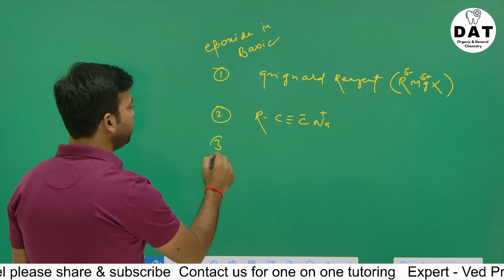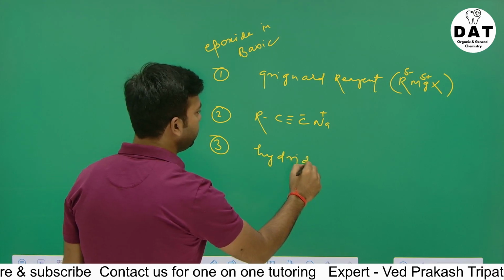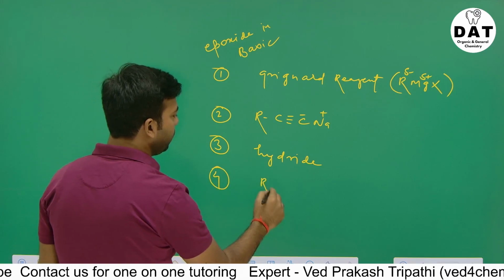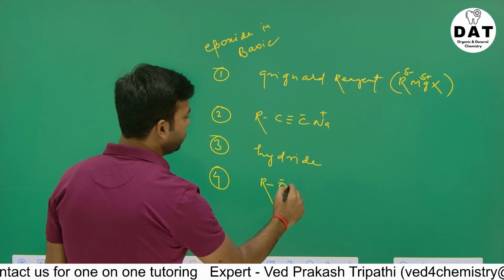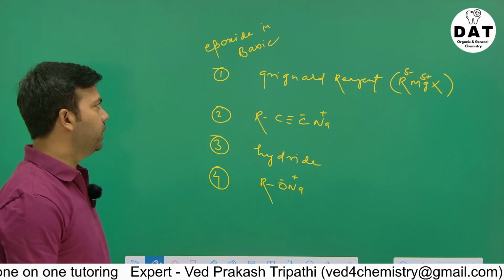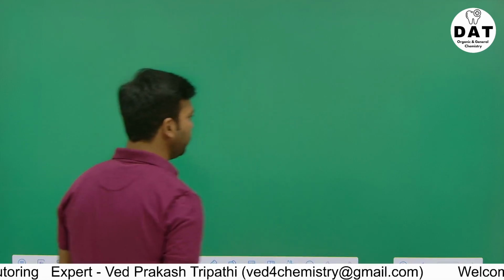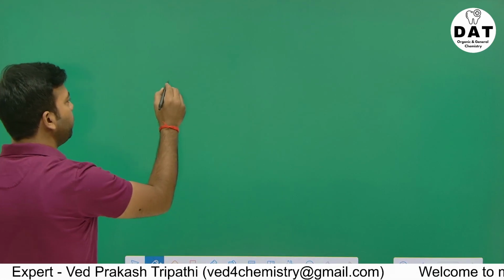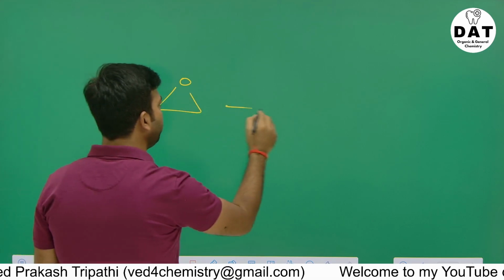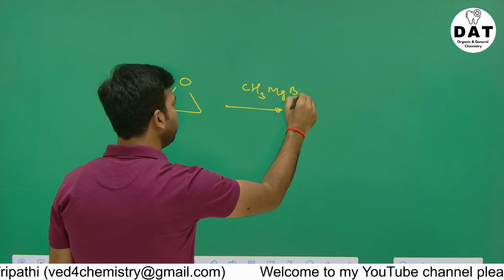Third one, hydride. Clear? And the fourth one, this one, RO negative, with any metal, suppose Na plus. So these types of reagents in basic medium are very common. We can discuss one example of Grignard. Suppose we have this epoxide and we are going to treat it with CH3MgBr in presence of water.